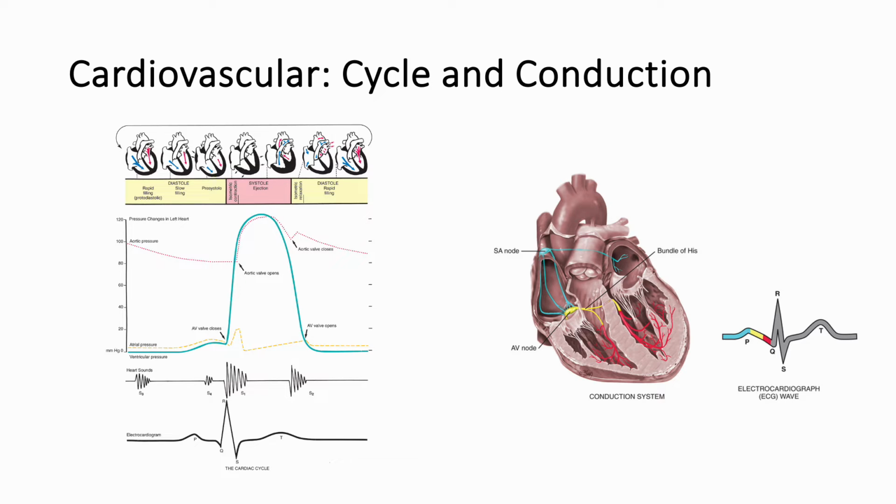So when the SA node fires, this is your P wave. And you can see that the yellow, when the AV node fires, it's your P moving to your Q. And then the Q is where the conductivity is at the Purkinje fibers and getting ready to contract the ventricles.